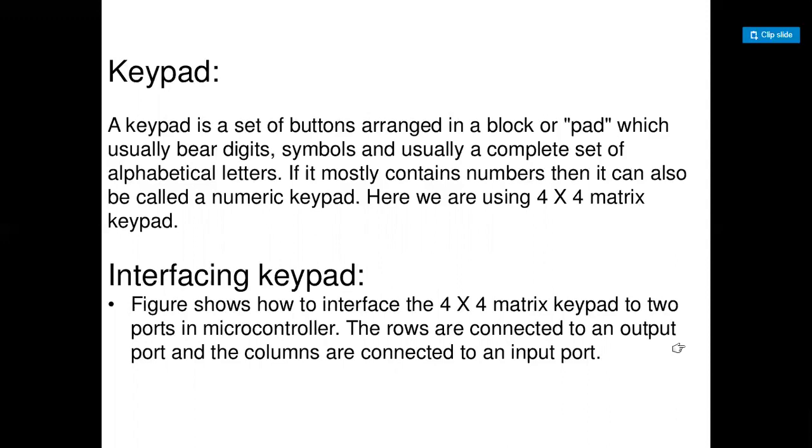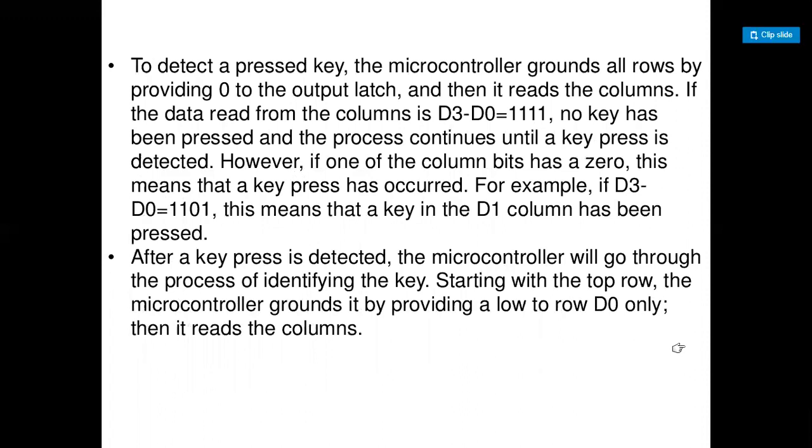Here we are using a 4x4 matrix. The interfacing matrix is a 4x4 matrix keyboard connected to 2 ports of the microcontroller, where the rows are connected to an output port and the columns are connected to an input port. To detect a pressed key, the microcontroller grounds all the rows by providing 0 to the output latch, and it reads the columns. If the data read from the columns, D0 to D3, is 1111, no key has been pressed, and the process continues until a press is detected. However, if one of the column bits is 0, this means that a key press has occurred. For example, if D0 to D3 reads with a 0 in D1, this means a key in the D1 column has been pressed.